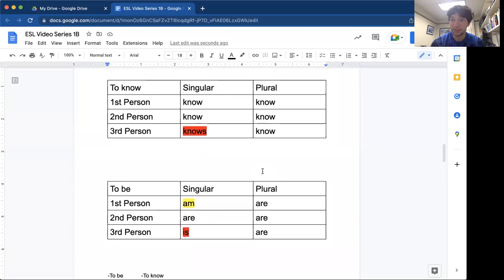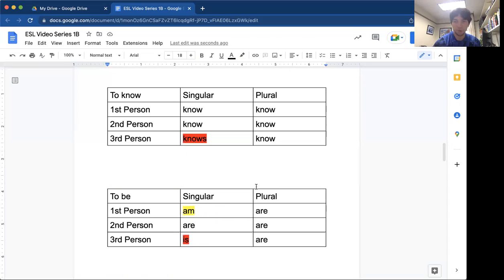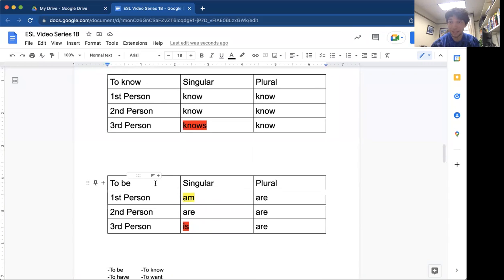Now, a lot of verbs are like this, but not all of them. There are some irregular verbs. For instance, to be is an irregular verb. First person, it goes I am. Second person, you are. Third person, he, she, it is. And then the rest, all the plurals, are.